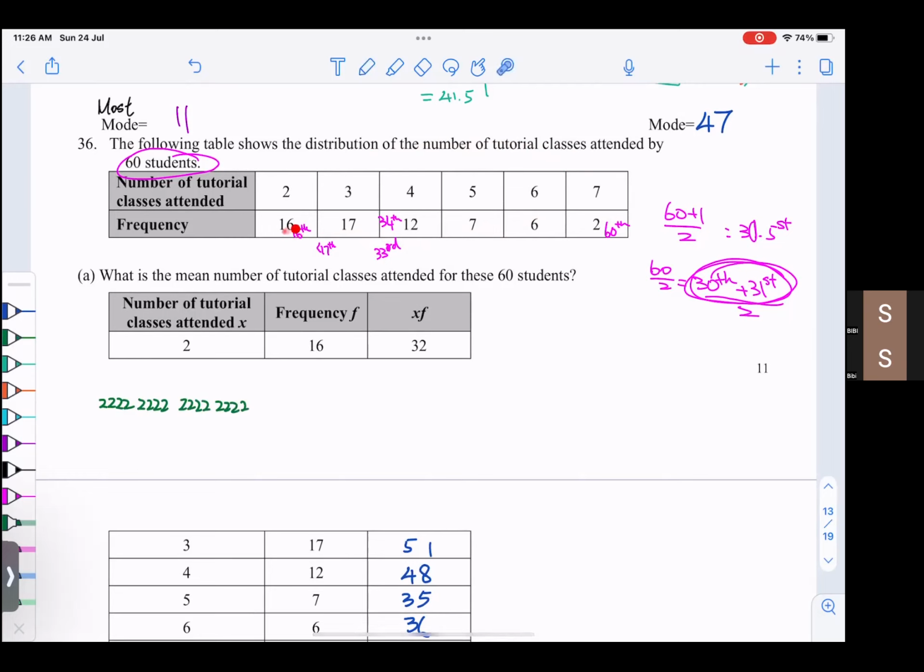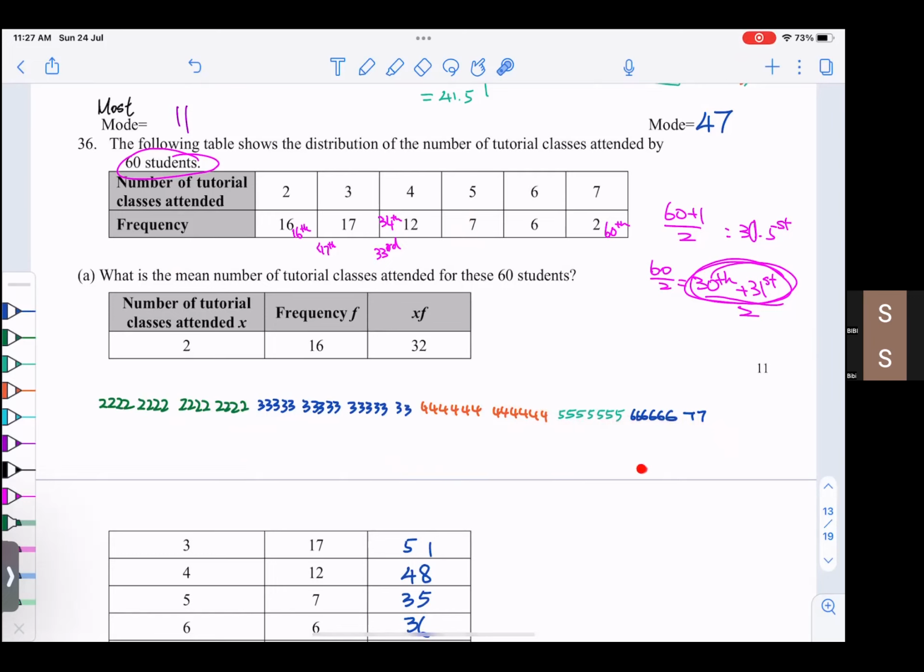Because some students, they don't know how to calculate like this. So you can actually write it down. How many threes? How many fours? How many fives? It's according to here. And then how many sixes? How many sevens? Just two. So I'm writing like that. Then you can find the mean, adding up all of them, divided by the total frequency.